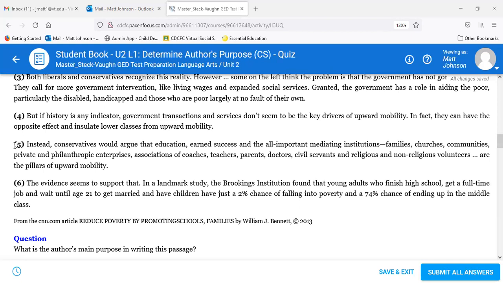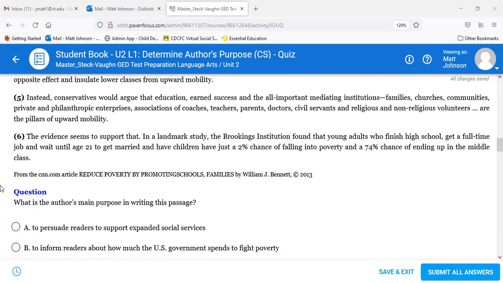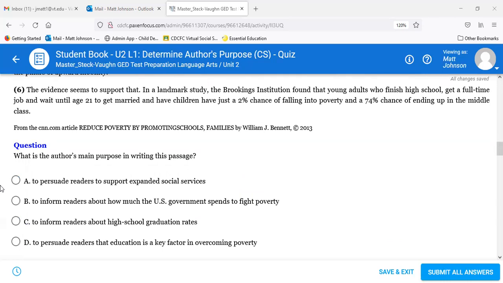In a landmark study, the Brookings Institution found that young adults who finish high school, get a full-time job, and wait until age 21 to get married and have children have just a 2% chance of falling into poverty and a 74% chance of ending up in the middle class. From the CNN.com article, Reduce Poverty by Promoting Schools, Families by William J. Bennett in 2013. Go ahead and read the question there.